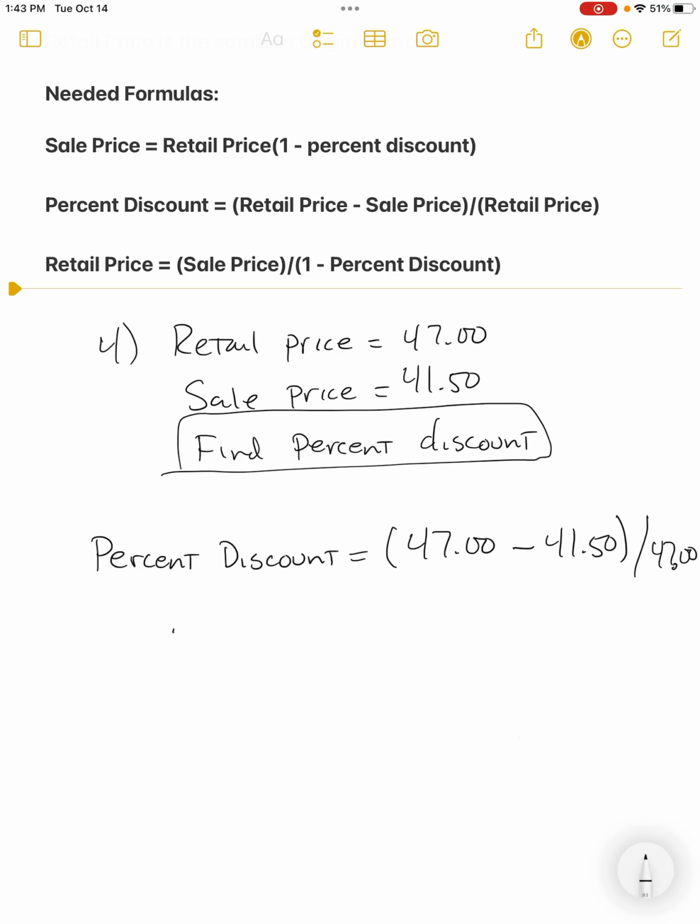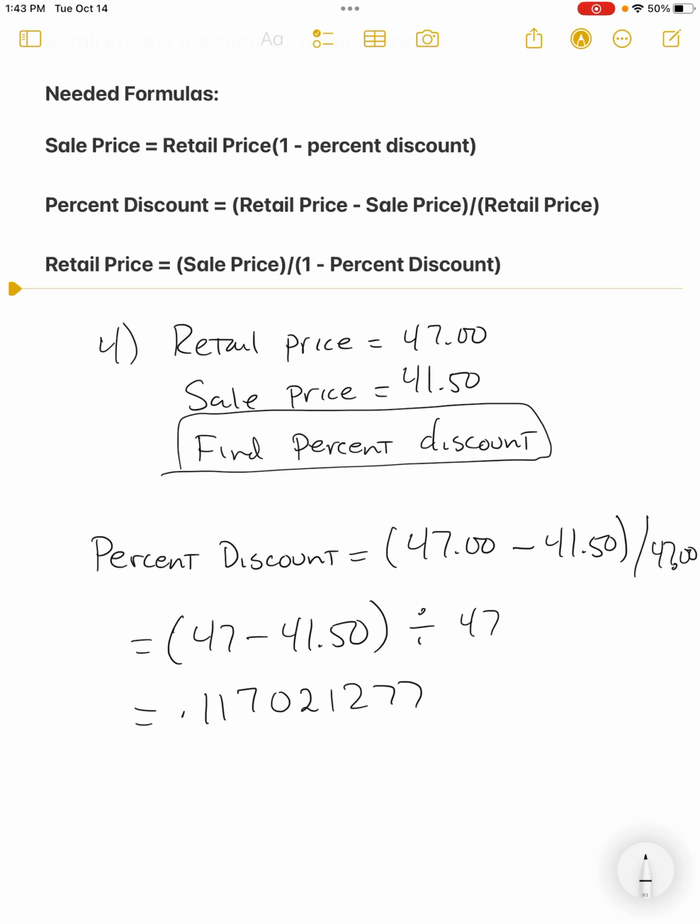Again, you can plug this in exactly how it appears in your calculator. Open parentheses, 47 minus 41.50, close them. And then divide by, right? That's what that little slash means, divide by 47. And I just type divide by 47. And my calculator is going to give me a number. And the number it gives me is 0.1170212277. You will get a small number like that every single time.